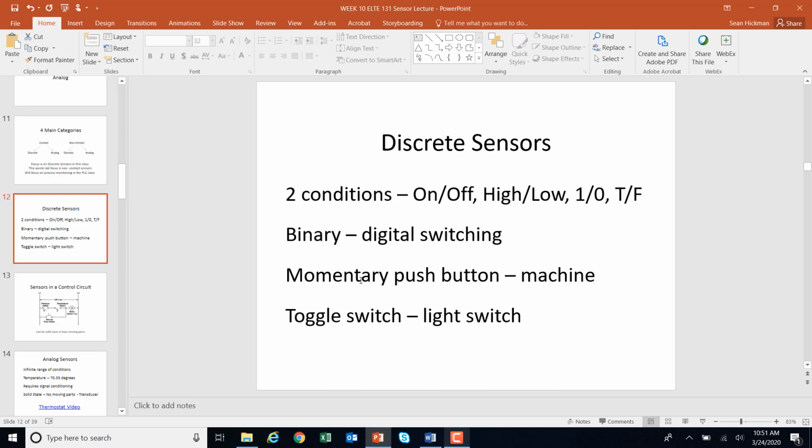A good example that we've worked with so far is a momentary push button. We've used a lot of push buttons in this class. You either push it and it's on or push it and it's off, or if it's normally closed, it'd be vice versa. That'd be momentary. If we wanted to maintain a discrete sensor, we'd have a toggle switch like your light switch. It's on or off. So that is what discrete digital sensors are.